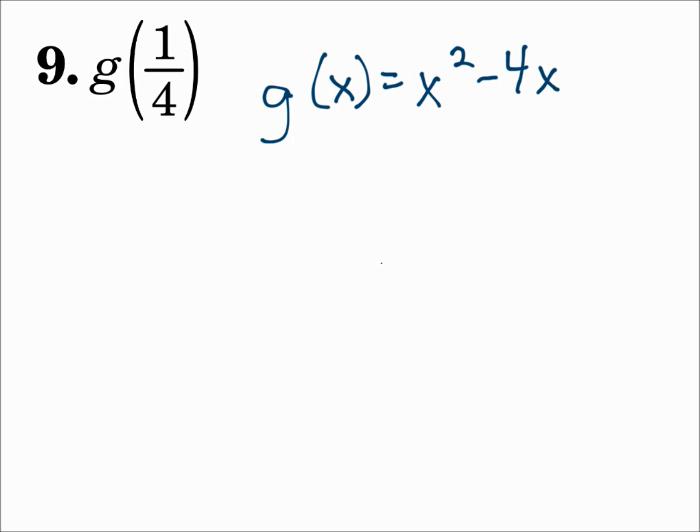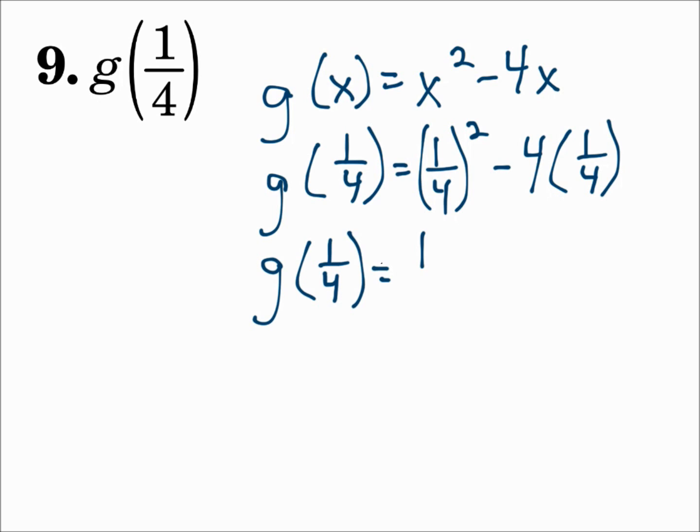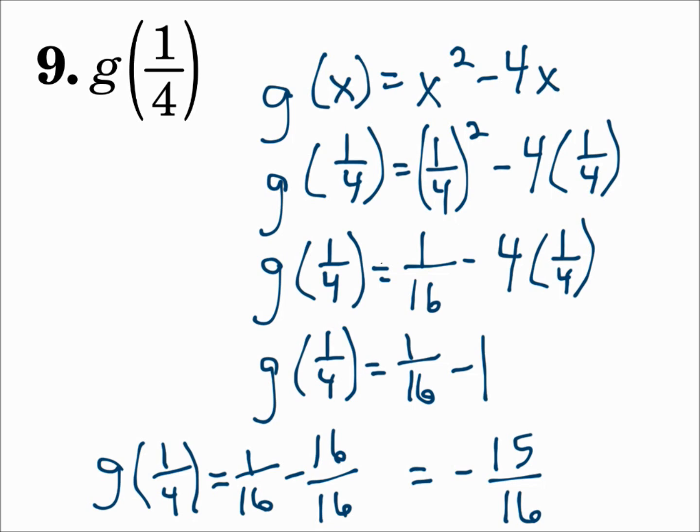Number 9, g of 1/4. G of x is x squared minus 4x. We'll substitute 1/4 in for x. 1/4 squared is 1/16. 4 times 1/4 is 1. And now let's get a common denominator. 1 is the same as 16 over 16. And 1/16 minus 16/16 is negative 15/16.